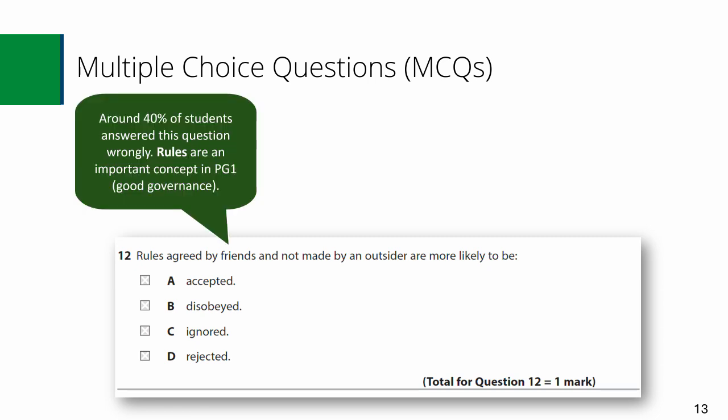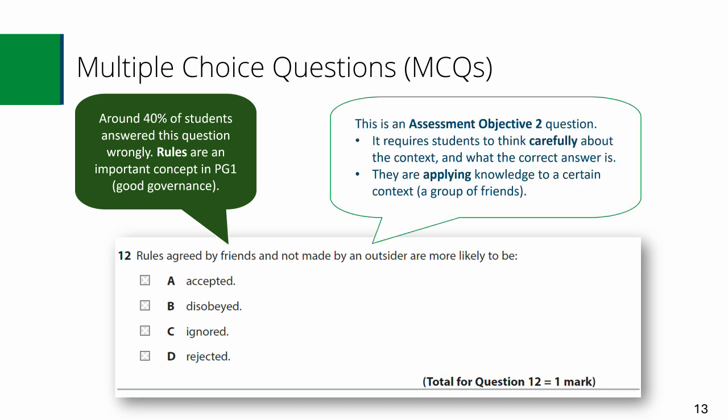Here's another example of an assessment objective 2 question. The question is focusing on rules, an important concept from the course. But the question doesn't say what is a rule, what does the word rule mean. It asks students to take their understanding of the word rule and apply it to a context. It's an assessment objective 2 question. Think carefully about the context and what the correct answer might be. Apply your knowledge to this.